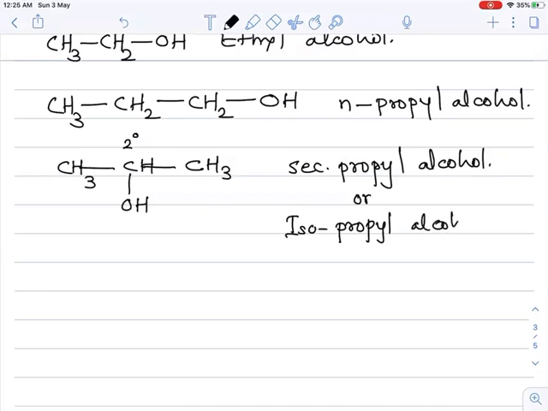Isopropyl group is nothing but secondary propyl group, because of the carbon which is attached to the other 2 carbon atoms. So this is the isopropyl group. Okay, that is secondary propyl group.